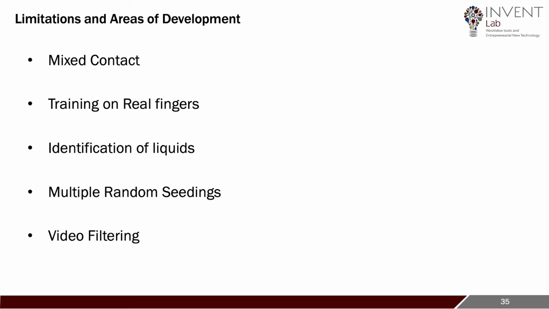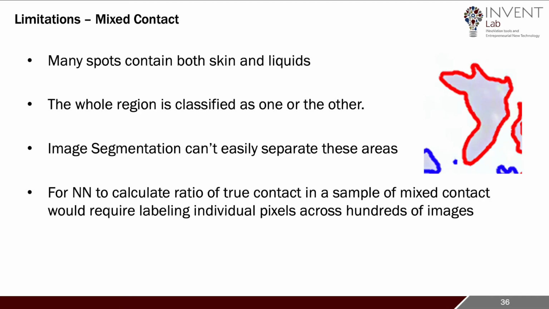The most significant source of error is likely to be mixed contact. These are places where both skin and liquids are present, and the algorithm is only trained to classify these areas as one or the other. They can't easily be distinguished or separated with image segmentation, and it would take quite a bit of effort and manual label assignment to crack this problem using further neural networks, so different techniques are likely to be needed.